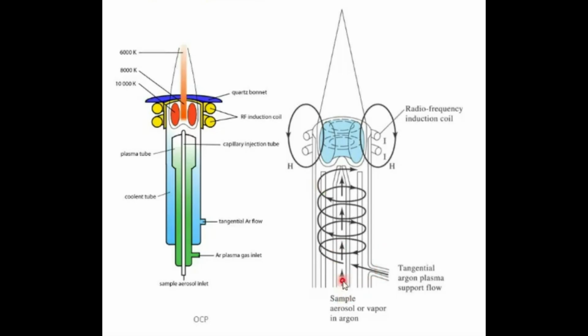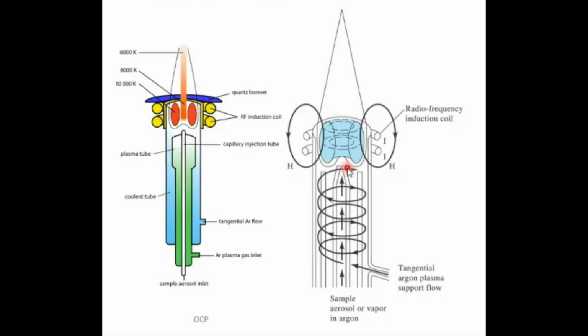At the center, you have sample aerosol or vapor of the analyte dispersed in argon. Okay, so it is aerosol. Now this is coming here, and there is a small opening, if you can see. So this is the sample getting injected. Now this is the tangential argon plasma support flow. So argon is flowing tangentially, and then it is getting mixed here with the sample.